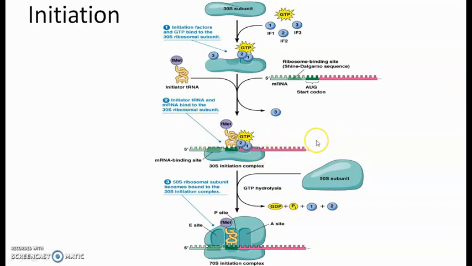So the next step in initiation is the binding of the 50S ribosome subunit, so that the 70S ribosome, the complete ribosome formation, is completed. So the 50S ribosome comes and binds with this complex.